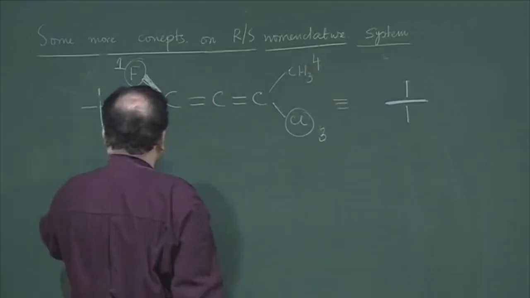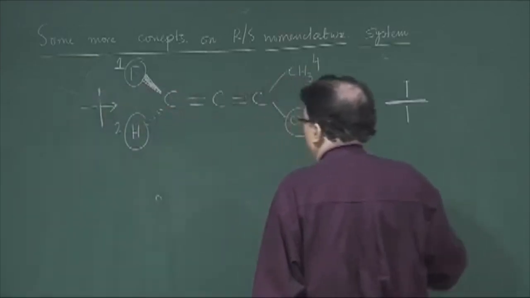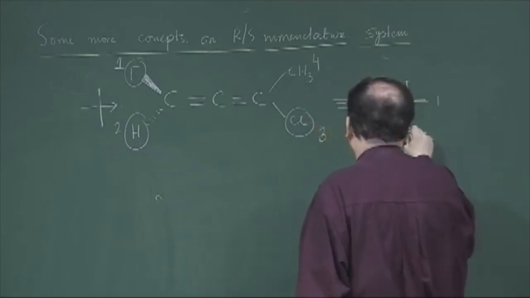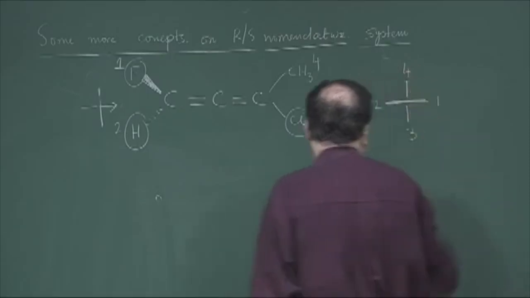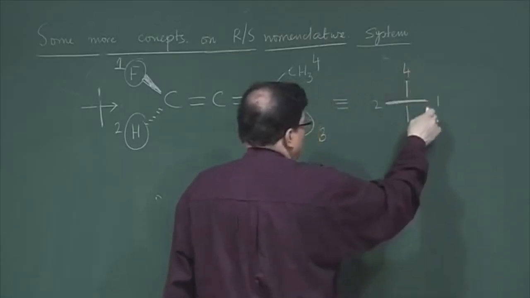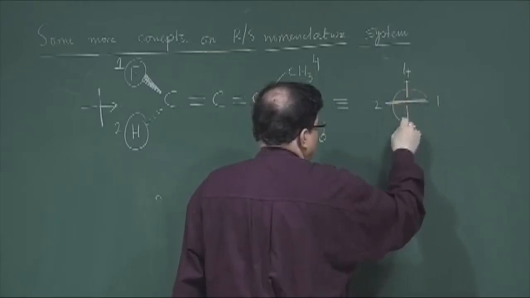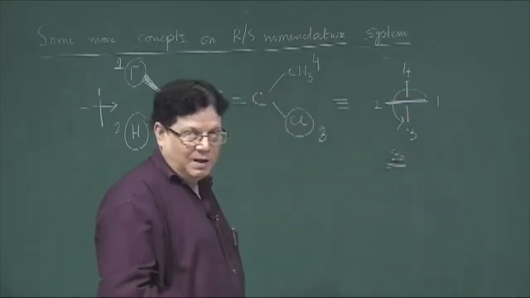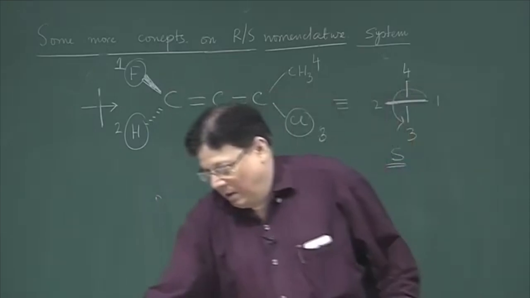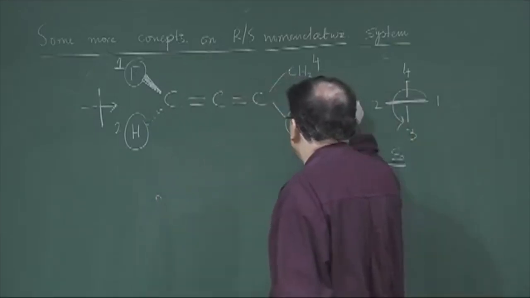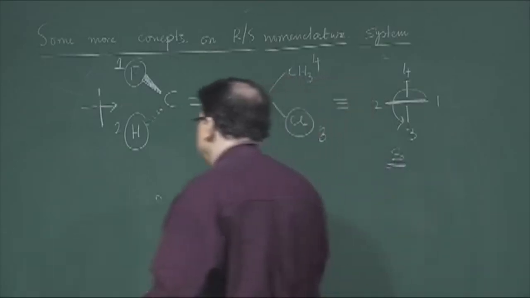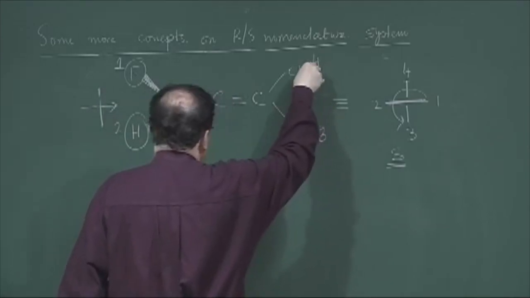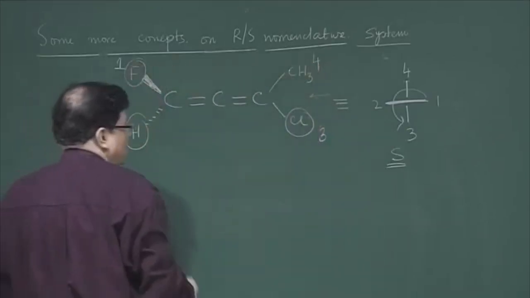So the projection formula will look like this: 1 goes to the right, 2 goes to the left, then 3 goes to the bottom and 4 goes to the top. Now you see the sequence of going from 1 to 2 to 3. So 1 to 2 to 3 is S. This molecule has S configuration. That is in the case of allene. Again, you should practice by seeing from this side, but the result should be the same. It does not matter. The only thing is, if you see from this side, then this will become 1, that will become 2, this will become 3, and that will become 4. You have to remember that.